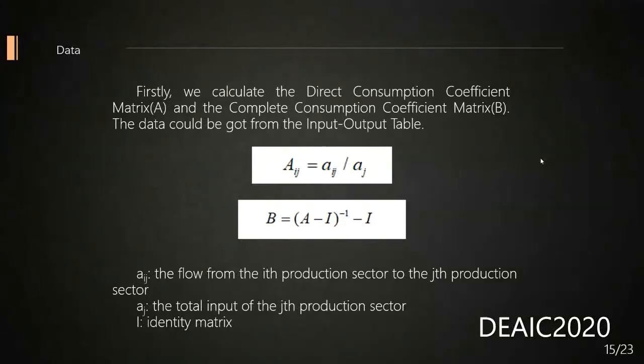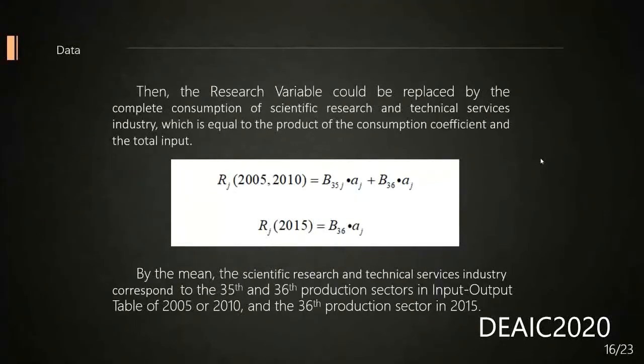This method is about the input output analysis. Then the research variable could be replaced by the complete consumption of the scientific research and technical service industry. The scientific research and the technical service industry is a production sector of the input output table. We could get the data from the input output table. The complete consumption is equal to the product of the complete consumption coefficient and the total input.